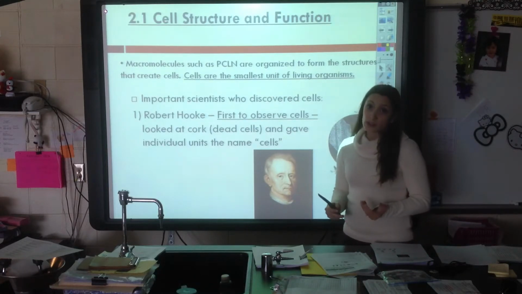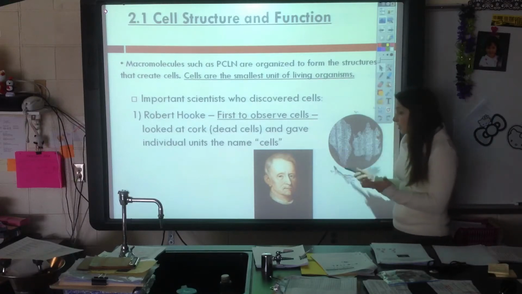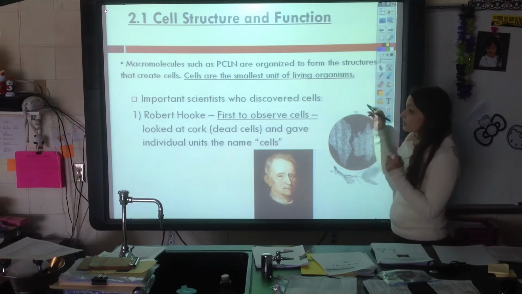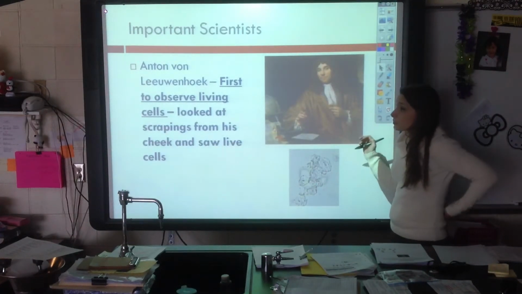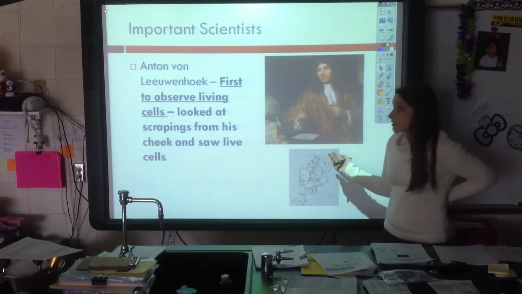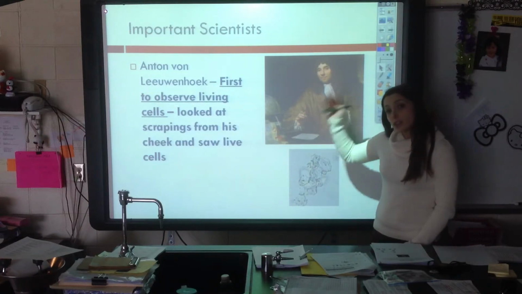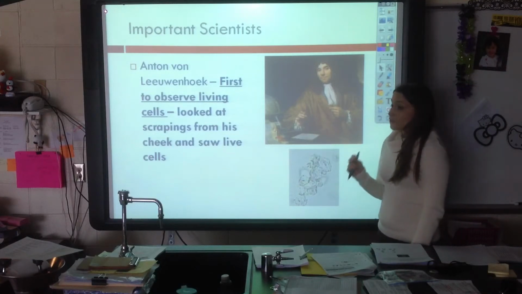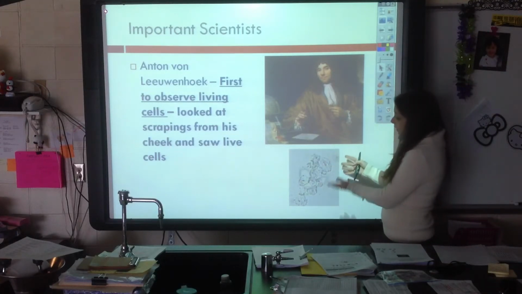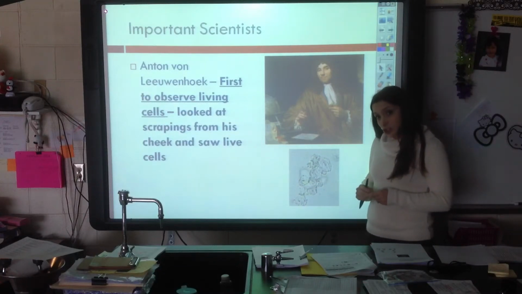What he didn't know at that time is that the cells he was looking at were dead. They were hollow. They had nothing inside. It wasn't until a man named Anton von Leeuwenhoek that living cells were observed. You needed a much stronger microscope during that time. We're talking hundreds of years ago. He actually looked at scrapings from his cheek and saw living cells, just like you'll get to see. You'll get to see your own cheek cells.